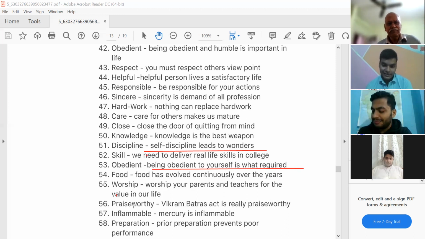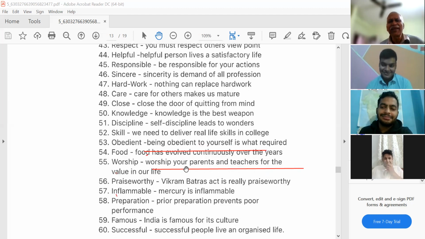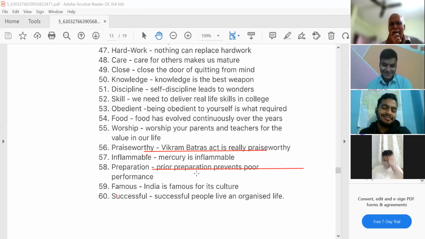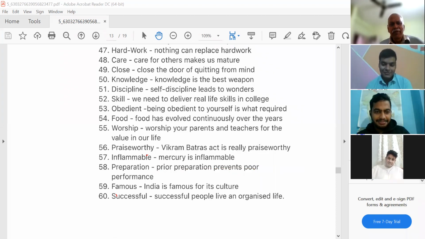Vikram Batra's act is really praiseworthy. Very nice. Move ahead. Mercury is inflammable. So what to do with it, tell me. Next, read. Prior preparation prevents poor performance. Okay, good. This is good. India is famous for its culture. I still accept that because you got some nationality in that. That is the pride in the system. I'll accept this. Okay, next one.